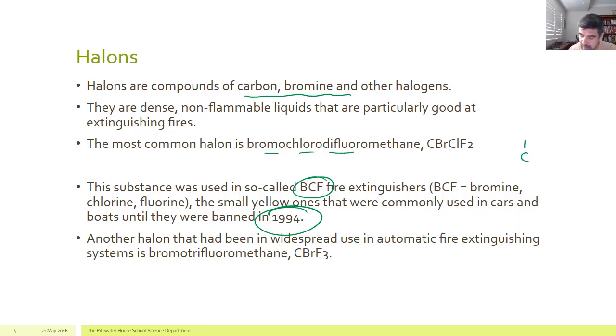The most common one of these is bromo, chloro, difluoro, methane. So methane, just one, bromo, chloro, difluoro. So you can get used to drawing these compounds as you practice. You'll get better and better at them. One of the other common halons, which was used in fire extinguishing systems, was the bromo-trifluoromethane. And again, bromo-trifluoromethane, just the one, a bromine and a fluorine, fluorine, fluorine. A couple of examples of halons for you to go away with.